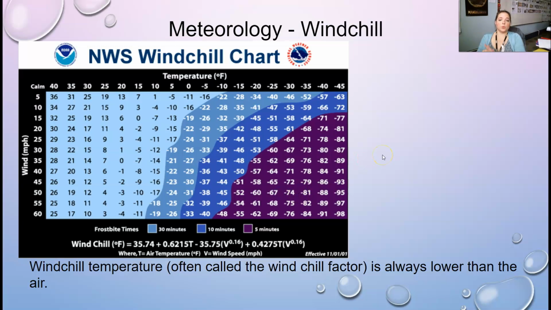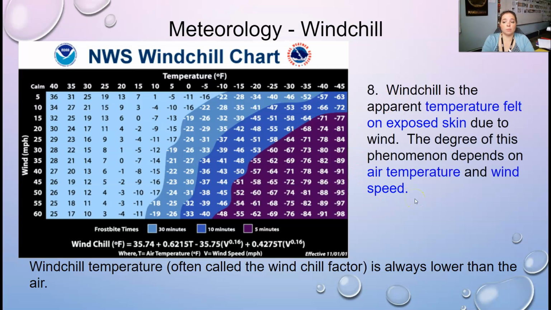All right, and last but not least, we're looking at wind chill. This is going to come up in weather outside for you guys, for us, for everybody. Wind chill. What the heck is wind chill? Wind chill is the apparent temperature felt on exposed skin right here due to wind. The degree of the phenomenon depends upon air temperature and wind speed. Now, one thing you've got to know, this is not an actual temperature. This is a guesstimated temperature, so it's not an actual thing.